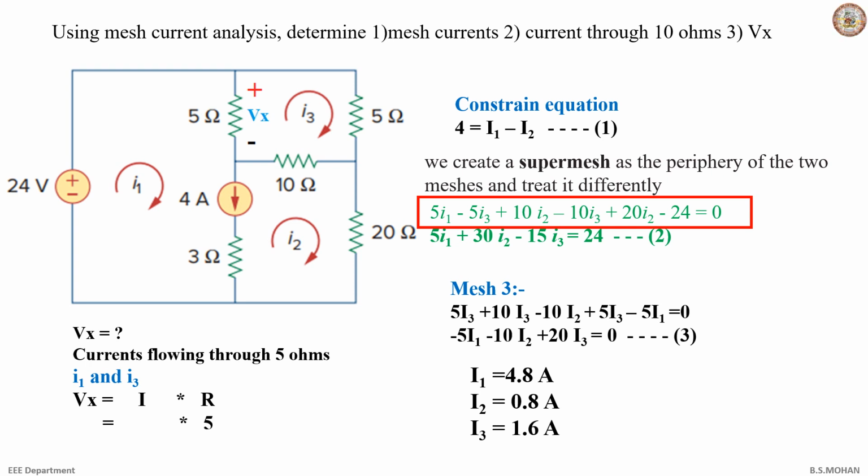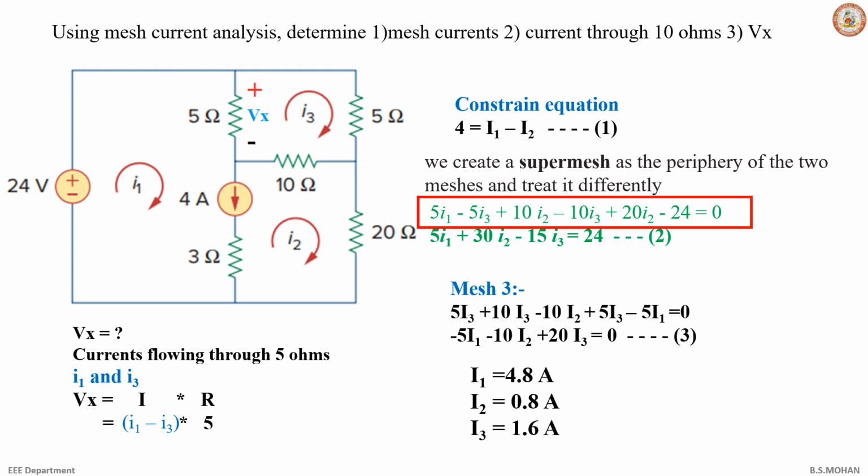But what about I? There are two currents flowing through the 5 ohm. One is I1, the other is I3. Now how do you write the equation correctly? You can follow a method. Current I1 is circulating, hits the positive terminal of Vx, thus I1 is positive. Current I3 is moving in clockwise direction, hits the negative of Vx first, thus it is negative. It holds good in all the cases.